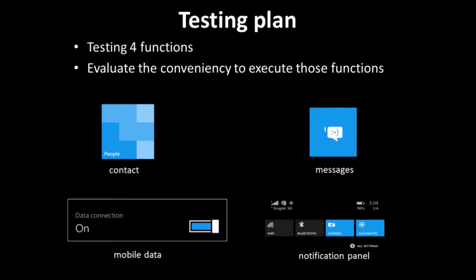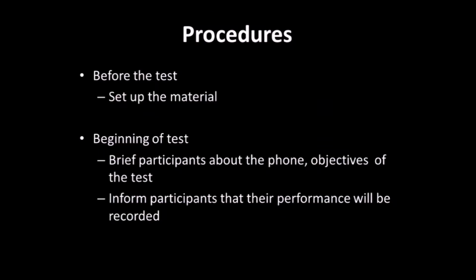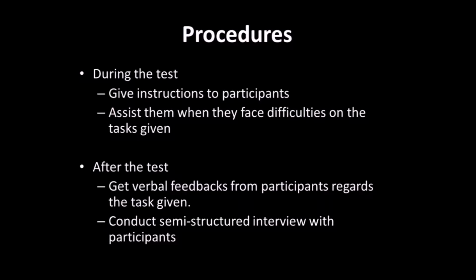For our usability evaluation of Microsoft Lumia 430, there will be 4 scenarios to test on 4 frequent use functions in the smartphone. The 4 frequent use functions include contact, messengers, mobile data, and notification panel. Our aim of usability evaluation is to test the convenience in using these functions. These are the procedures for our study.